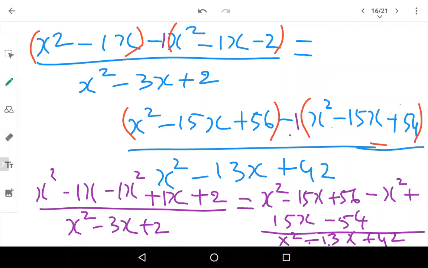Understood? Any doubt still here? Now let us do the calculation. Sorry, cancellation. Let us do the cancellation. x square minus x square. x square and minus x square will go. Plus x minus x will go. Done. This is on your LHS.